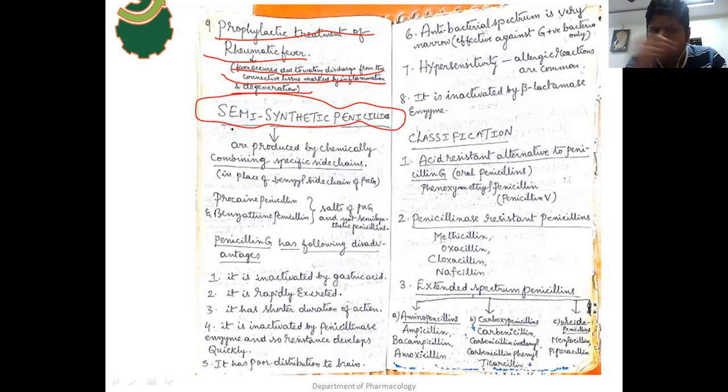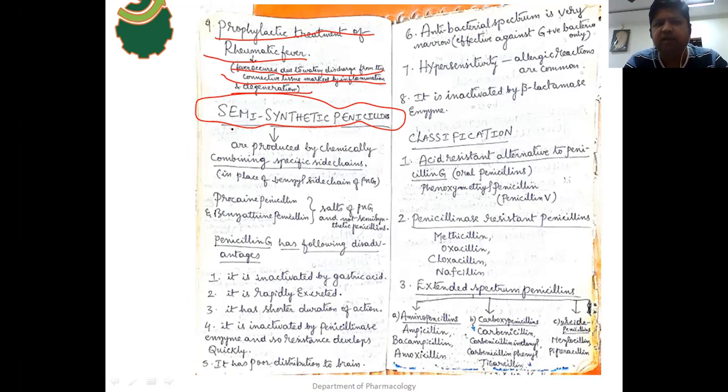If you add benzyl at the R position on the amide group, it becomes penicillin G. But if you remove the benzyl group and chemically combine various other side chains, then it becomes semi-synthetic penicillin.